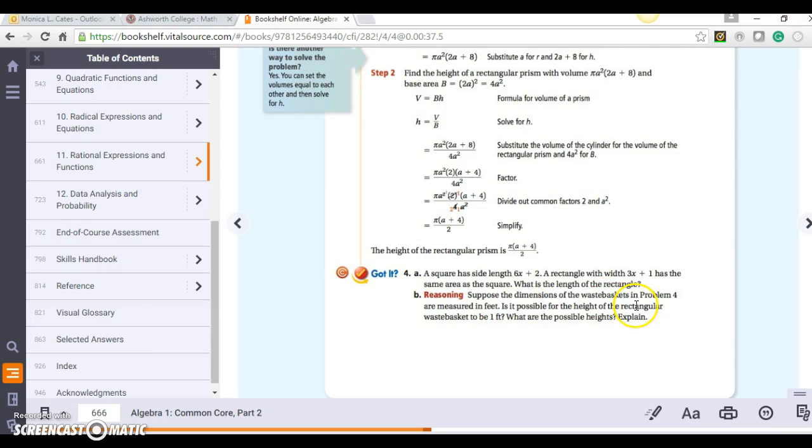Suppose the dimensions of the wastebasket in problem 4 are measured in feet. Is it possible for the height of the rectangular wastebasket to be 1 foot? What are the possible heights? Explain.